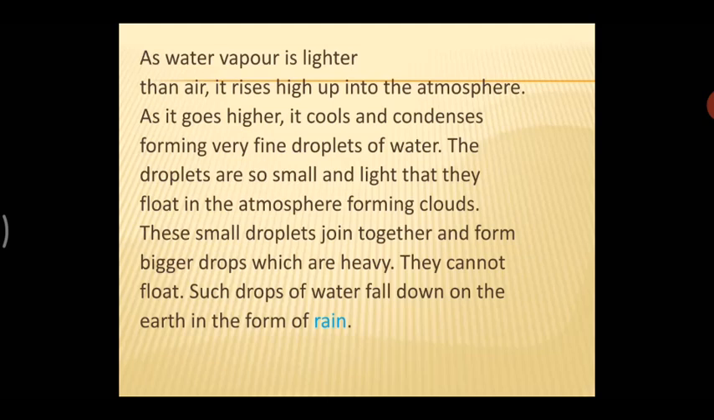And we know that the air over there is cooler. It's not hot as it is on the surface of the earth, where we are staying. It is cooler. So when this water vapor combines with the cool air, it starts condensing. Condensing means the water vapor changes into droplets of water. It forms small droplets of water. These droplets are very small and very light, and they start floating and they form clouds.